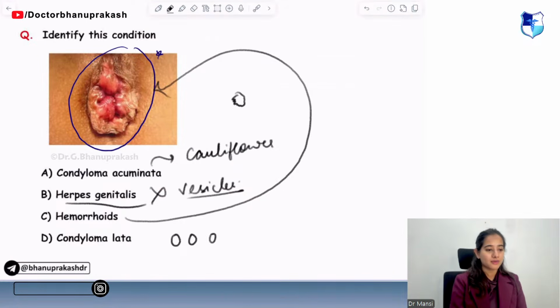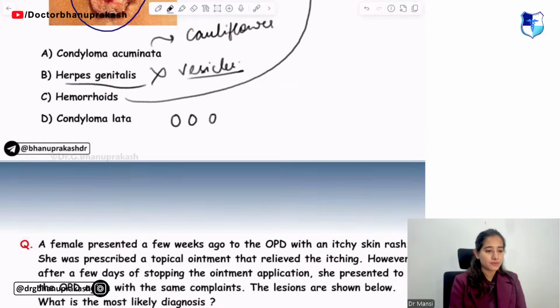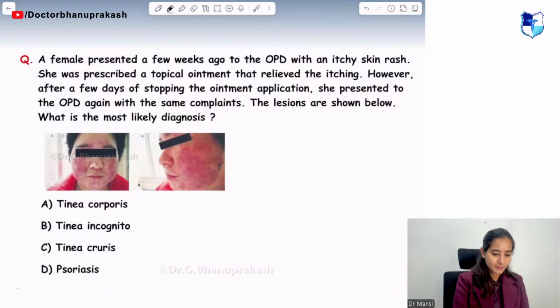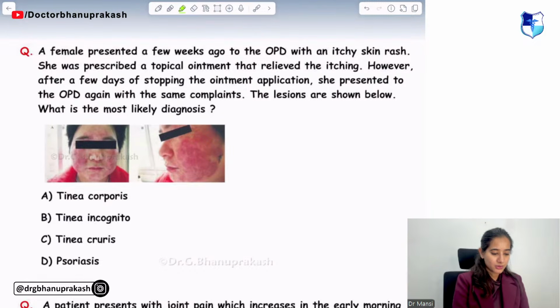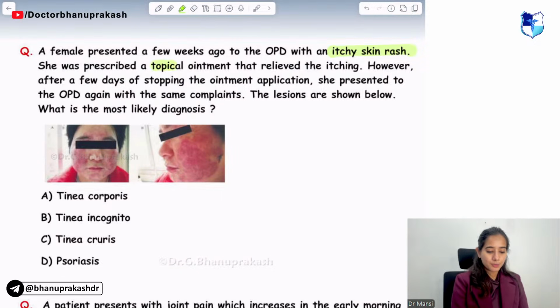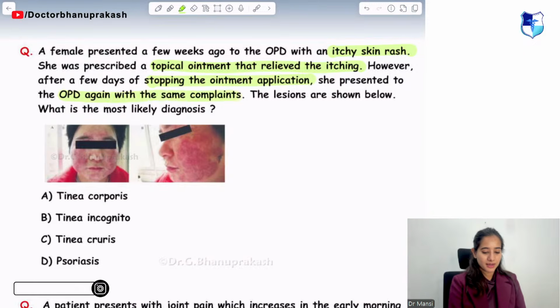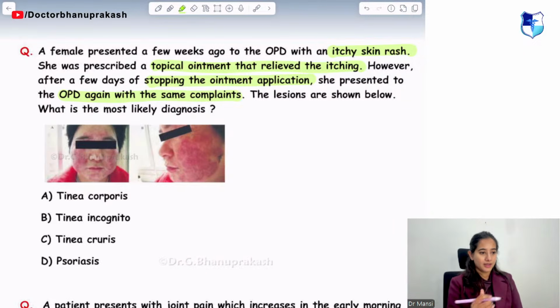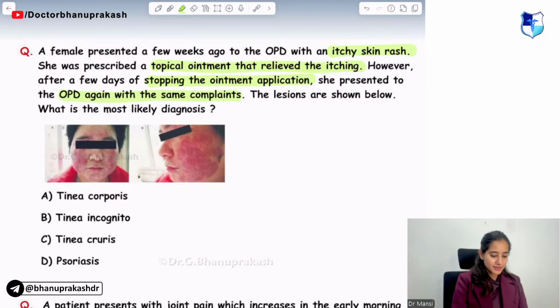But I believe that they will give you some hint, of course, not just the image. Then I believe all of you are able to answer. A female presented a few weeks ago to the OPD with an itchy skin rash. She was prescribed a topical ointment which relieved the itching. However, after a few days of stopping the ointment application, she presented again with the same complaints. What could it be? Everyone is giving the right answer.